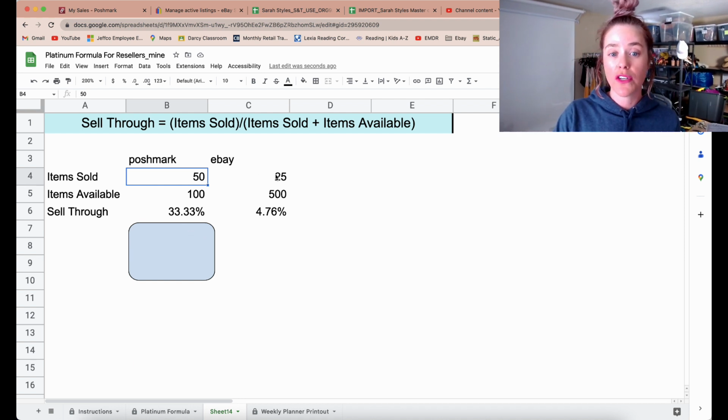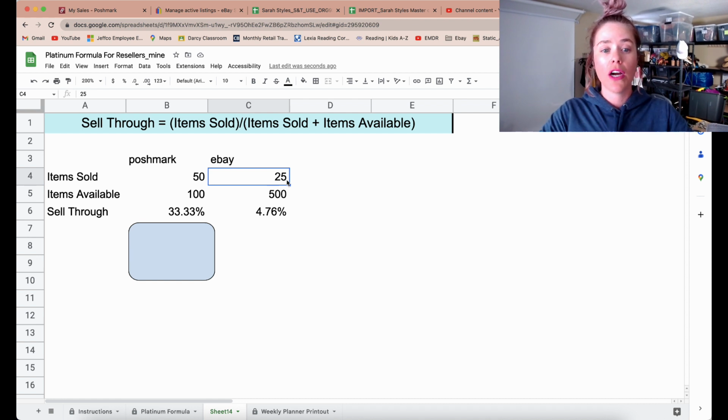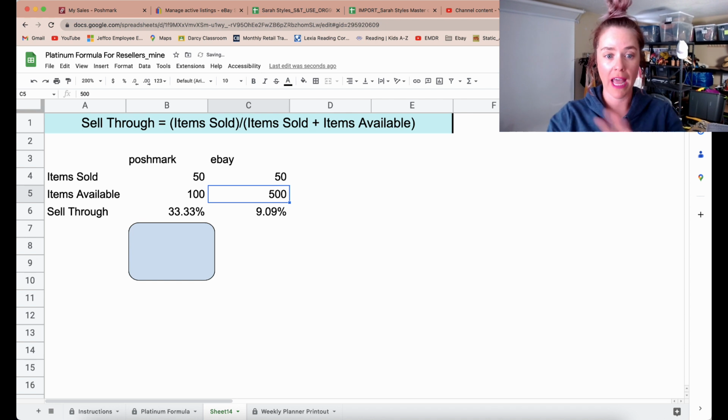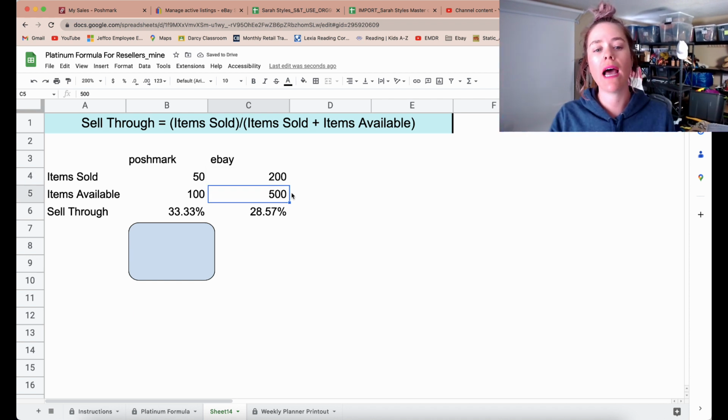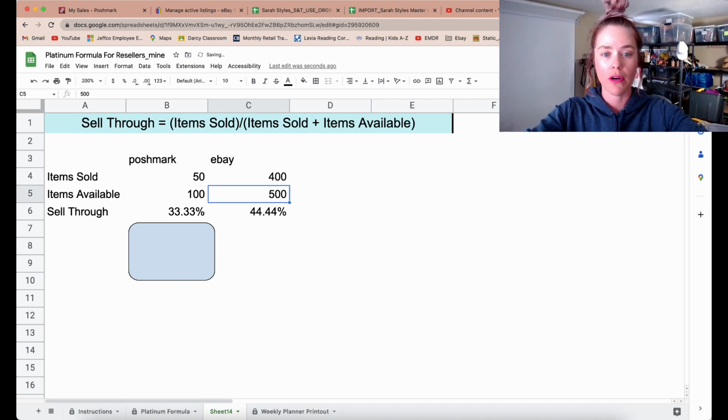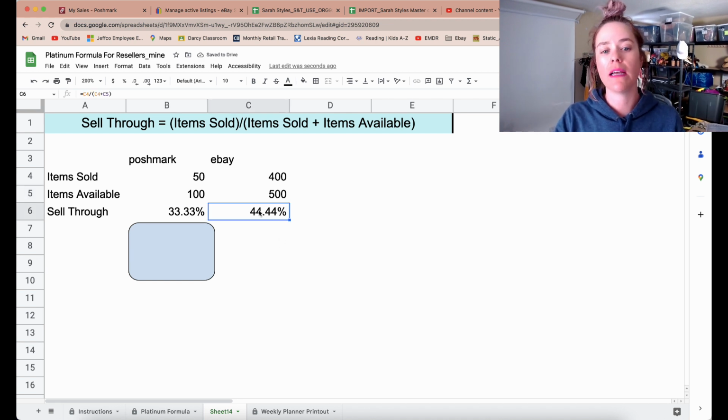Now, if we did a vice versa of this and said, hey, you are crushing it on eBay, you sold 50 items on both platforms, Poshmark is still better. But let's say you sold 200 items on eBay, right? And you can see how these are moving to where you can start to compare the difference between the two. 400 on eBay, right? Like you can start to look and compare these objectively and not just by the total items that sold.